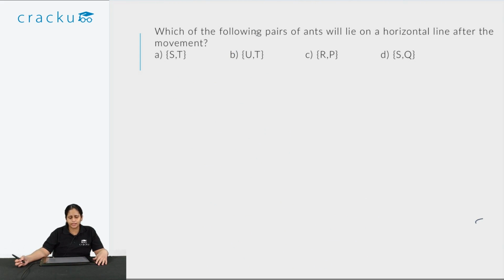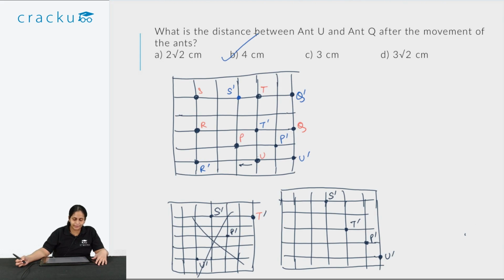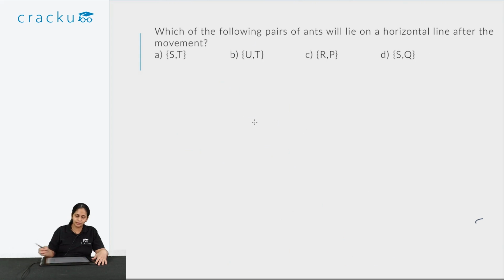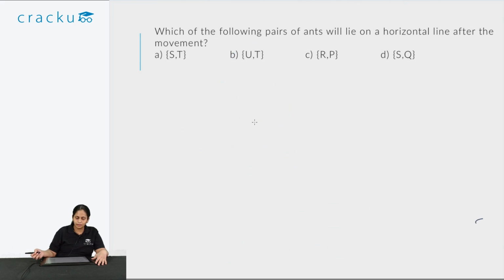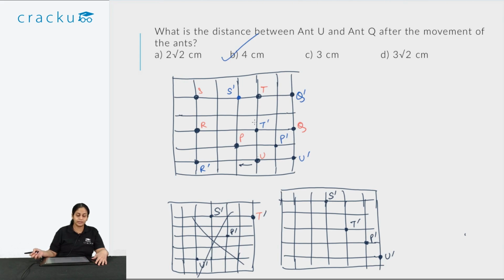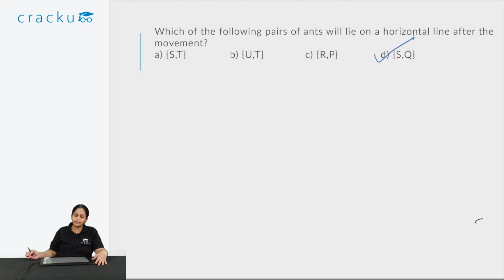Which of the following pairs of ants will lie on a horizontal line after the movement? S and T are not in a horizontal line. They are, this is a diagonal of the grid. So they are not in a horizontal line. U and T, again not in a horizontal line. R and P are not in a horizontal line. And S and Q are in a horizontal line because this is S dash, this is Q dash. Therefore, the right answer is option D.